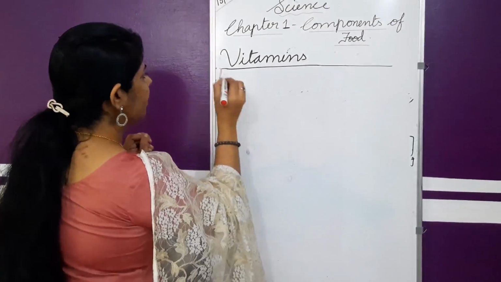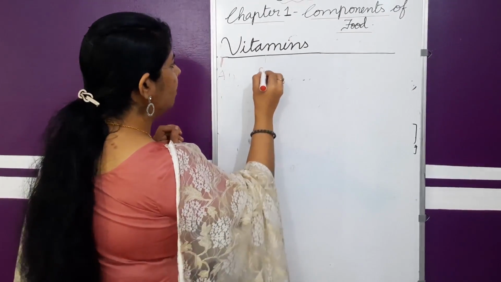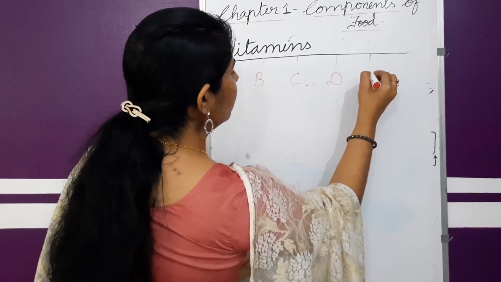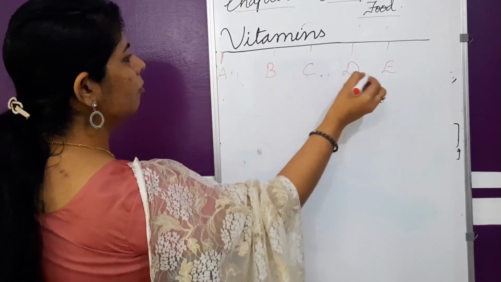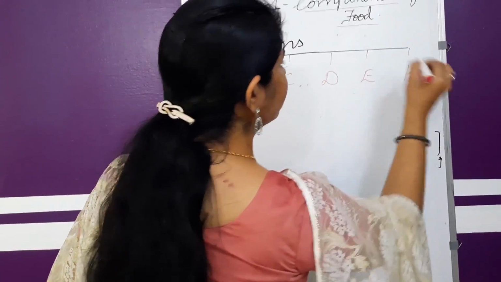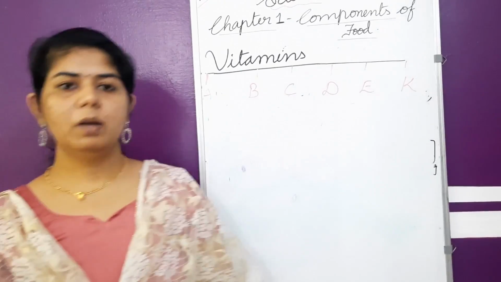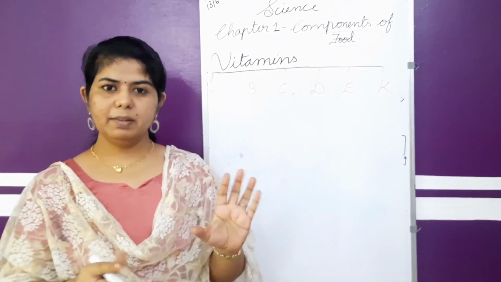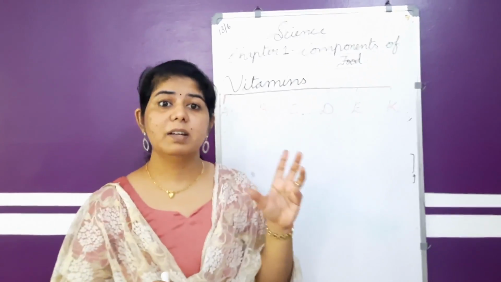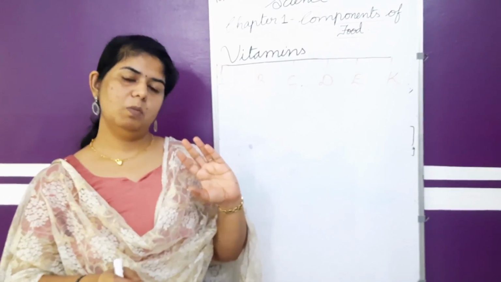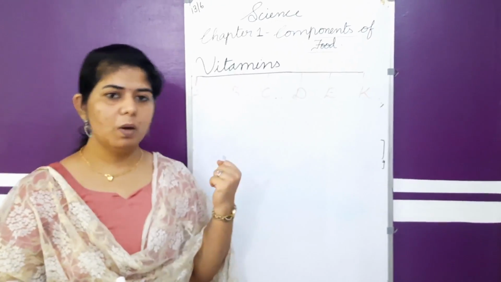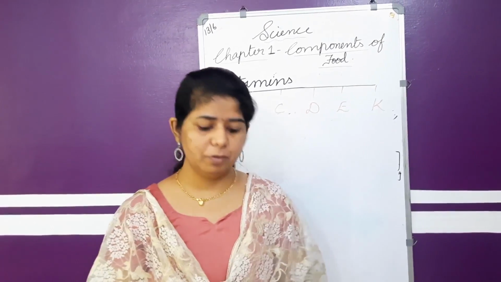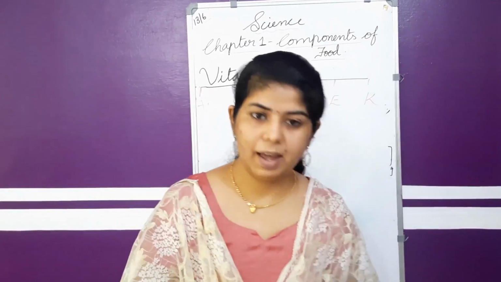The first one is vitamin A, the second is vitamin B, the third is vitamin C, then vitamin D, vitamin E and vitamin K. These are the 6 types of vitamins. For each of them you are going to learn the functions and which foods are rich in it. The vitamin and mineral rich foods are mostly fruits and vegetables.